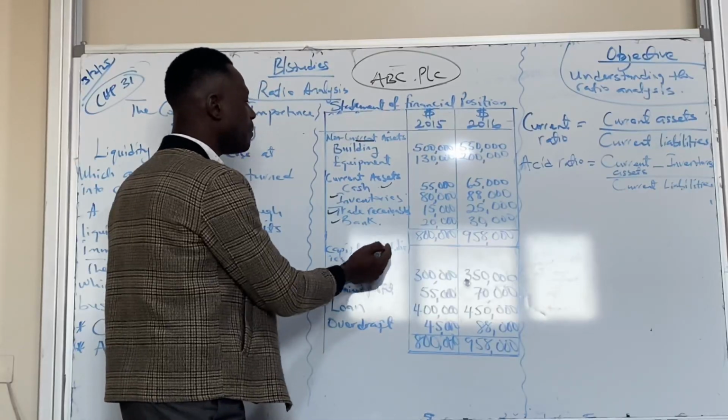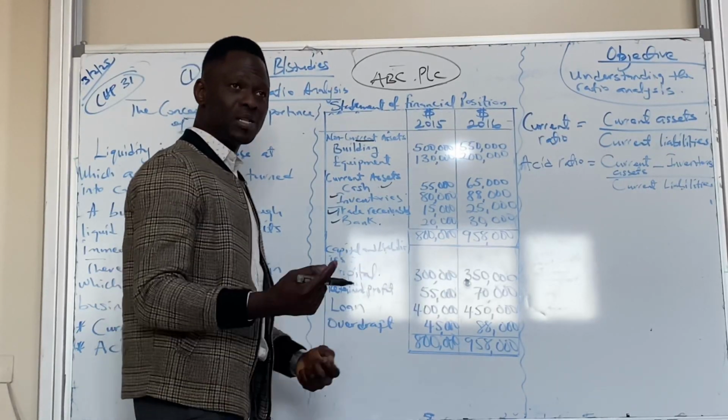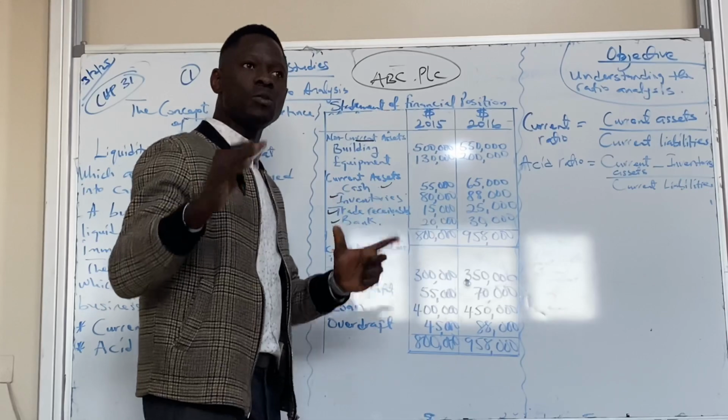Then we have our capital and liabilities. We have the capital employed, the amount of money we have invested into the business as the owner of the business.